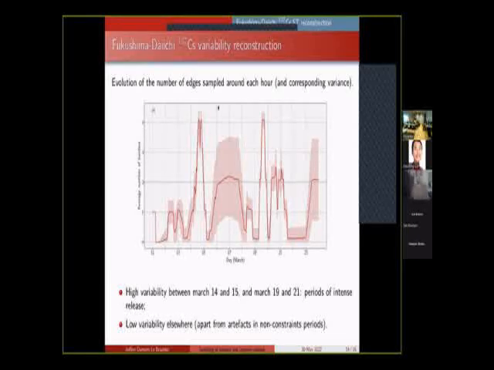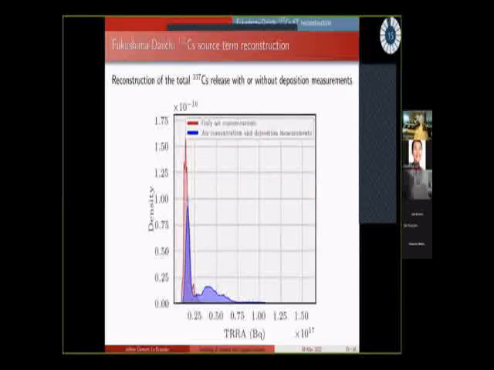And finally, here we study the interest of adding these deposition measurements by looking at the distributions of the total release. And we can see again that there is interest to use diverse types of measurements, because this addition of deposition measurements will modify the distribution. It will increase the uncertainty, provide other modes. The total release will be assumed to be higher on average, etc.